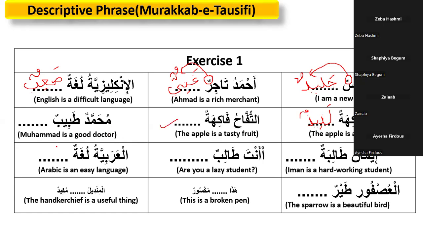Okay, let's come. Muhammad is a good doctor. So good is tayyib. So what will we take? Tayyibun. Okay. Or jayyidun. Both are good.